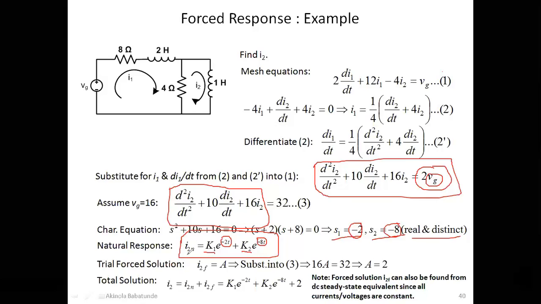The reason you have I2 here is because we're looking for I2, so we made it I2 natural. If we were looking for I1, it becomes I1 natural, or I1n. Because we're looking for I2, we made it I2 natural. How do you get the first solution?